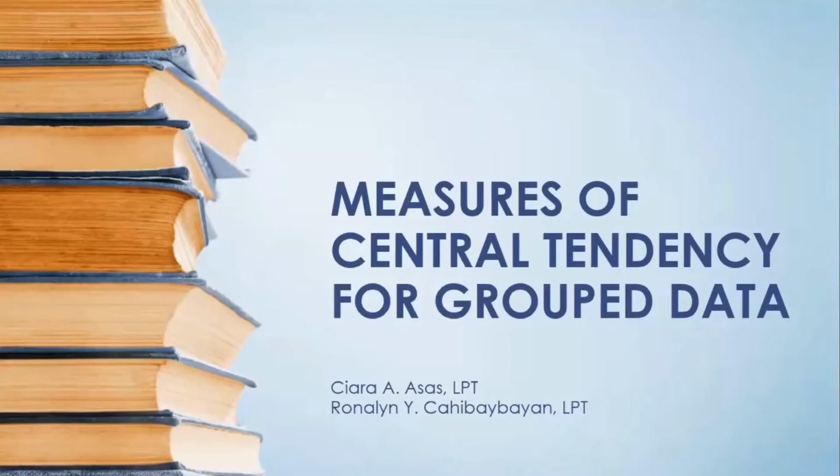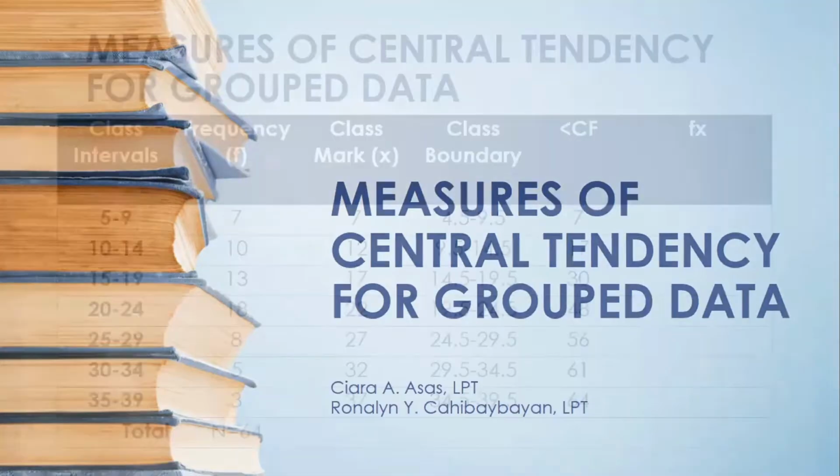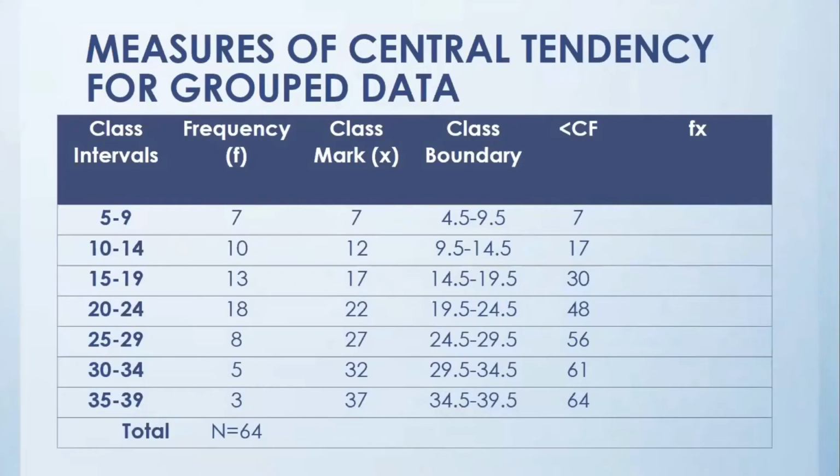Hi guys! For today's topic, we're going to have the measures of central tendency for grouped data. So how do we compute for the mean, median, and mode if the data is grouped? Okay, so let's have here, I know that you're familiar with this table, the frequency distribution table, and you're already familiar with the first 5 columns.